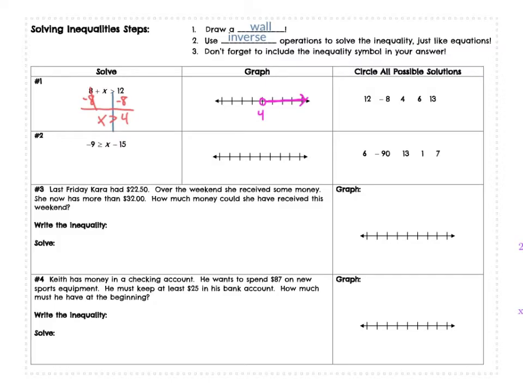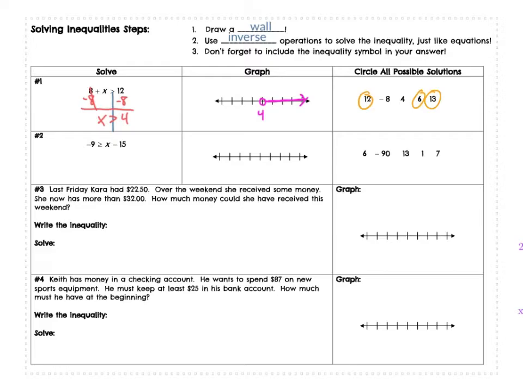So is 12 greater than 4? Yes. Is negative 8 greater than 4? No. Is 4 greater than 4? So let's take a look. It doesn't say greater than or equal to, so 4 does not make this inequality true, so it is not a solution. Is 6 greater than 4? Yes. And is 13 greater than 4? Yes. So all of those things were solutions. I made sure not to circle my 4, and I was able to complete the problem.